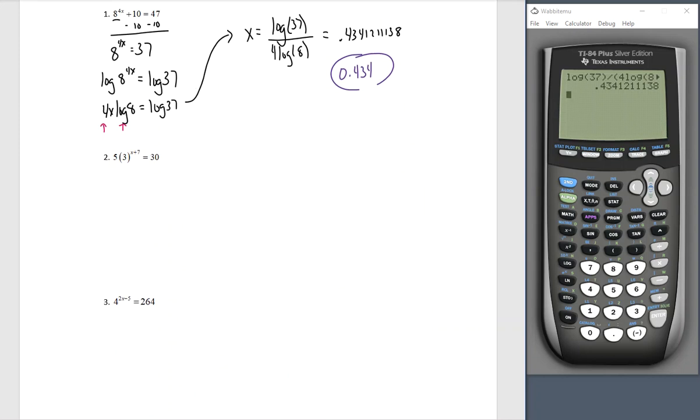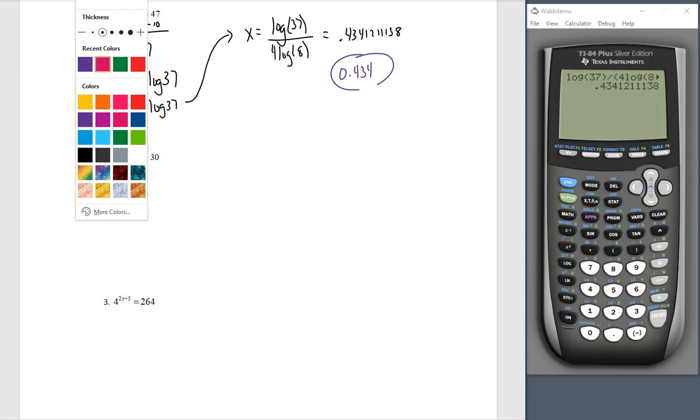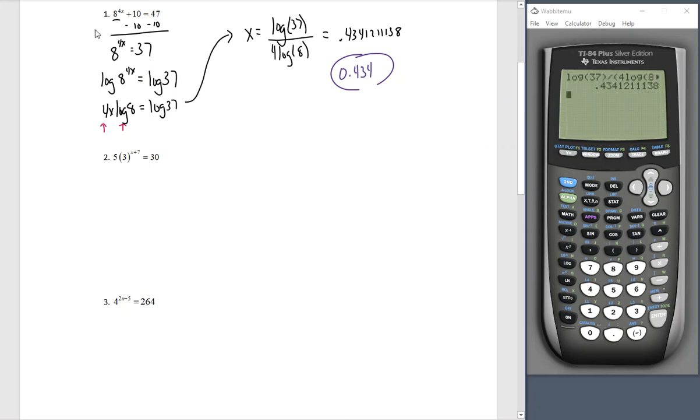Let's try this next one. I kind of want blue. Let's use blue. There we go. So we want to isolate. Let's label these. Isolate. So let's divide by 5. So we'll have 5 times 3 to the x plus 7 equals 30. And we want to divide by 5 to get 3 to the x plus 7 equals 30.